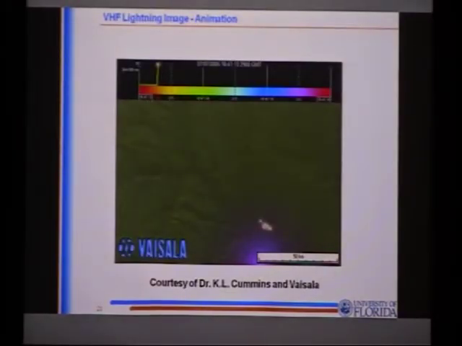This is an animation. I'm not sure if it will work. We'll find out. I don't know. There is no touchpad, there is no mouse. There must be something, right? So if you click on the image, yeah, okay.